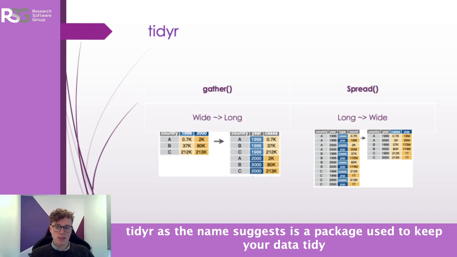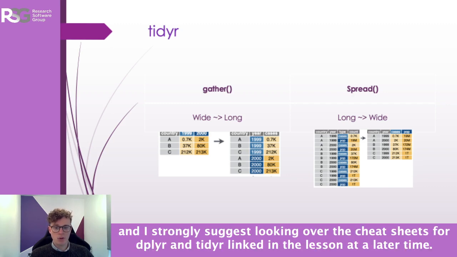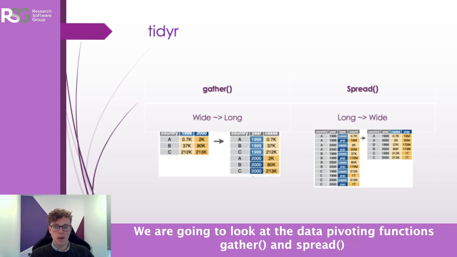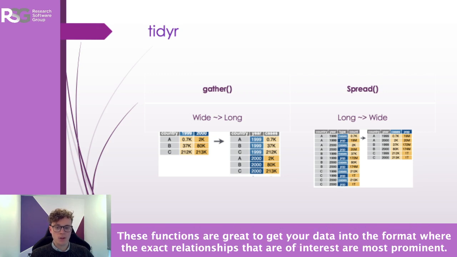tidyr, as the name suggests, is a package used to keep your data tidy. It has loads of really useful tools that in time you can get to know, and I strongly suggest looking over the cheat sheets for dplyr and tidyr linked in the lesson at a later time. We are going to look at the data pivoting functions, gather and spread, which will be used to transform datasets from wide to long and vice versa. These functions are great to get your data into the format where the exact relationships that are of interest are most prominent.